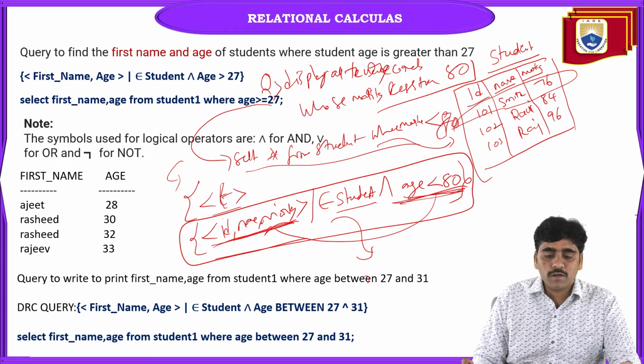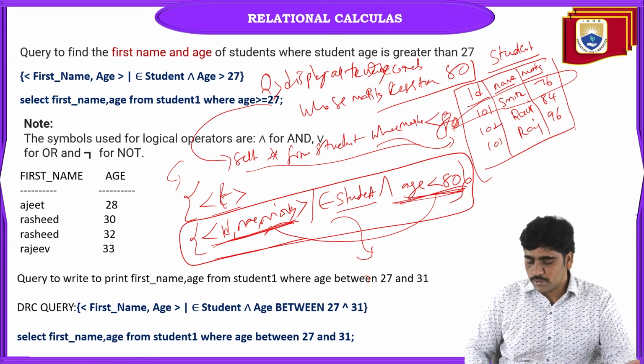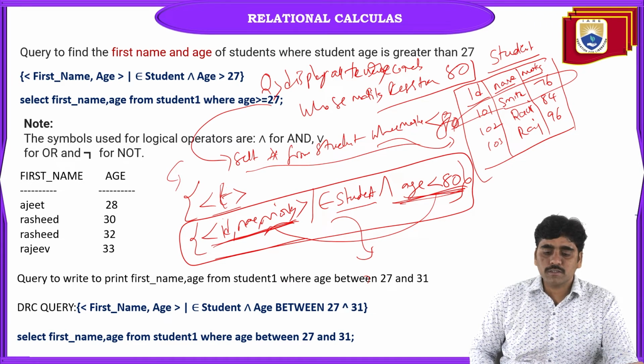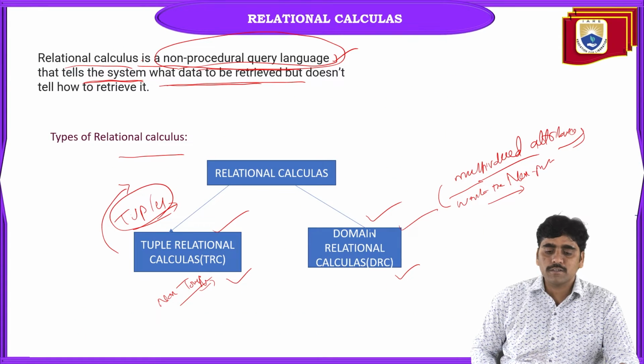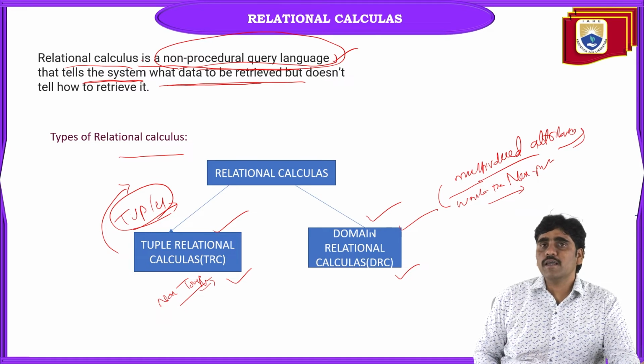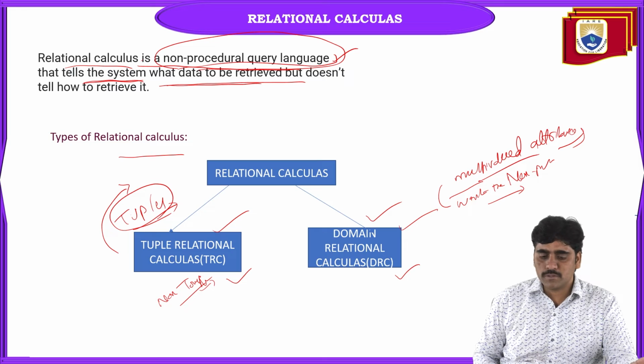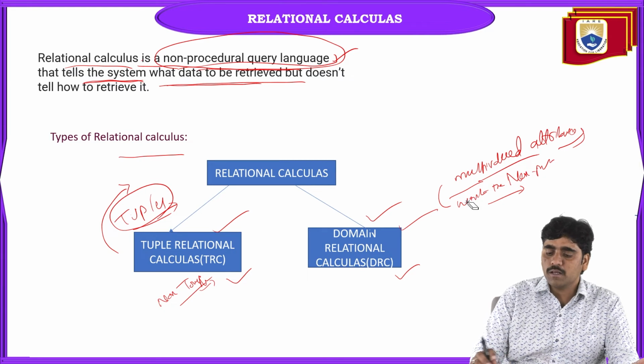So this is what we discussed in this session. Let us see the things we discussed. First one is relational calculus. What is meant by relational calculus? Relational calculus is a non-procedural query language. We can write the queries in a non-procedural way. Based on the conditions, we have to display all the tuples.